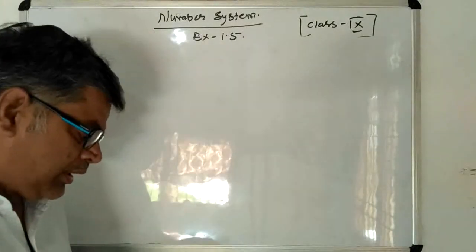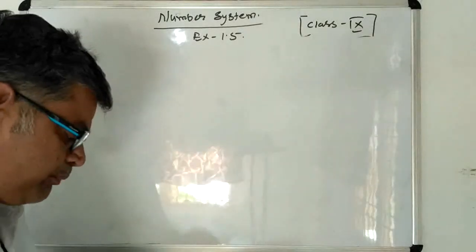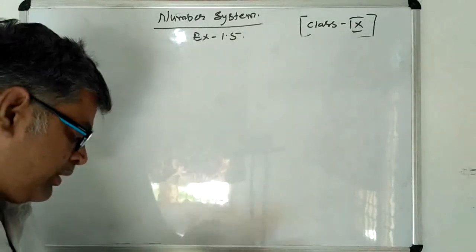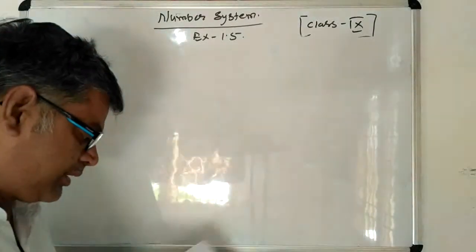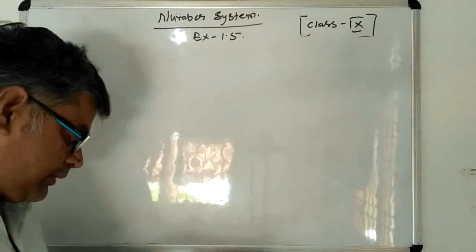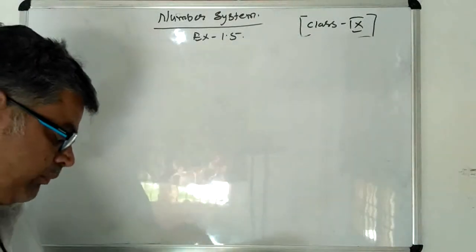Children, in our previous video I was discussing exercise 1.5 of the chapter Number Systems. So let's see, today we will proceed from there. That is chapter 1, after 1.5, laws of exponents for real numbers.